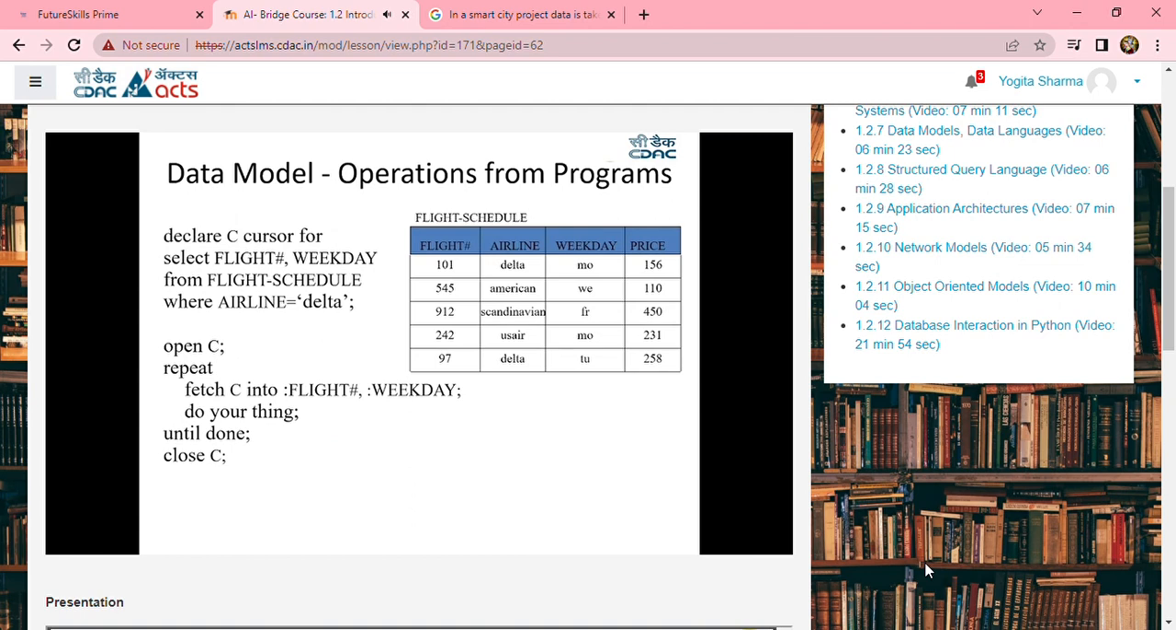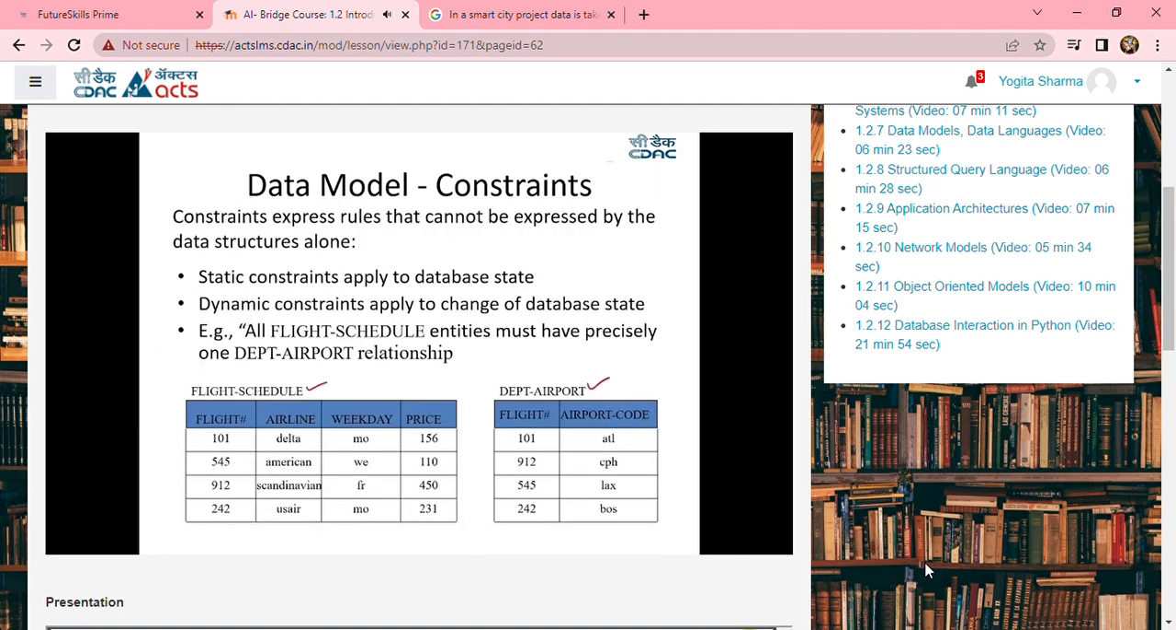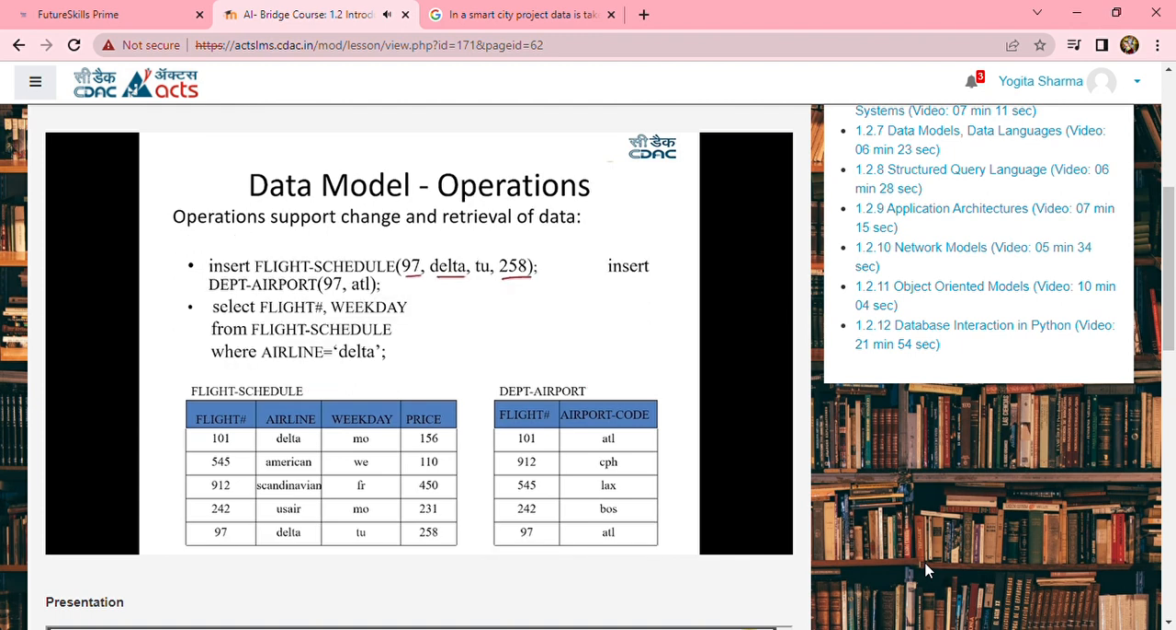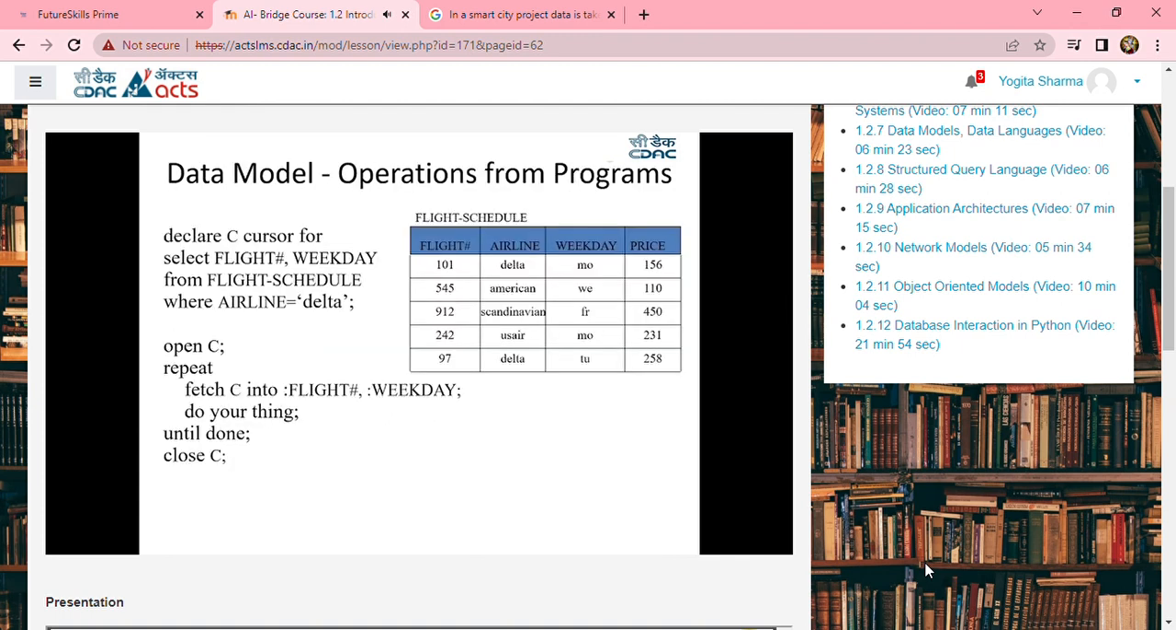If you look at the operations from a program specific point of view, you prepare an open cursor and repeat to fetch the flight number along with the weekday so that you can close it off by coming out with a decision. So these are the three types of data models. One is your data structures, what kind of data structures it can handle. The second is your constraints, and the third one is your operations. I hope with this you had a clear understanding of what a data model is. See you in the next session.